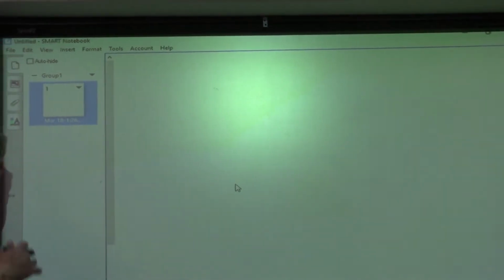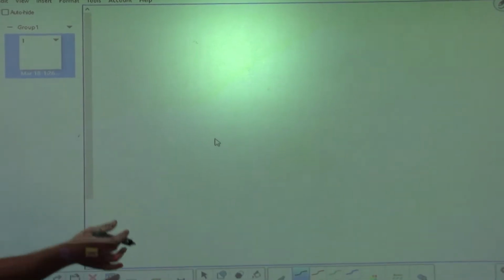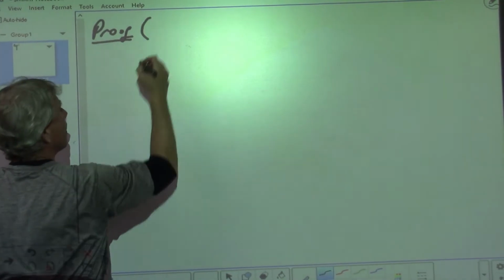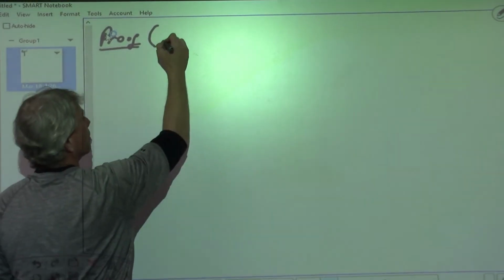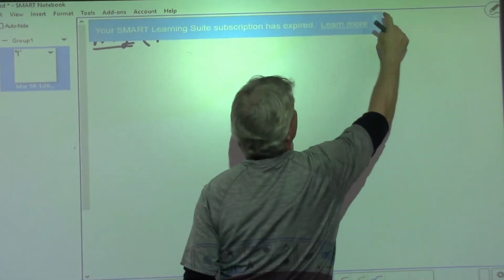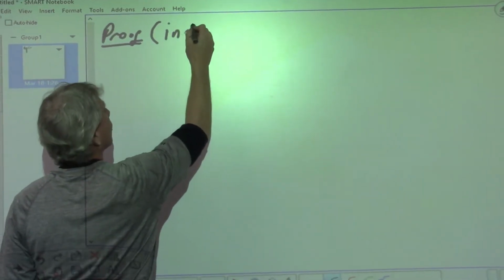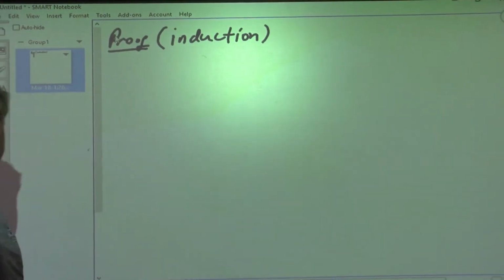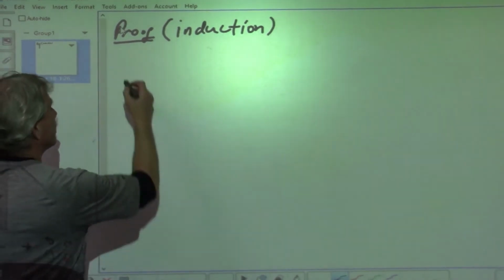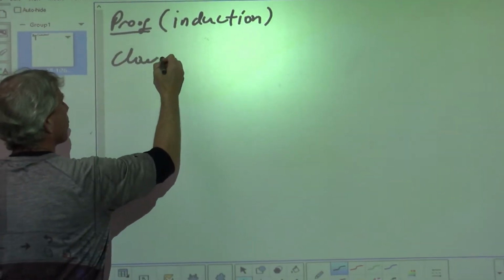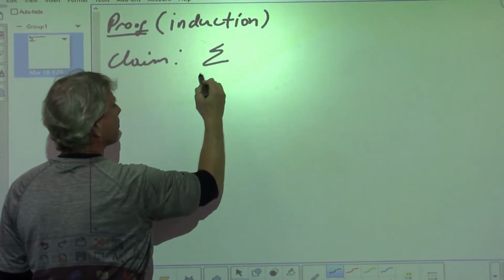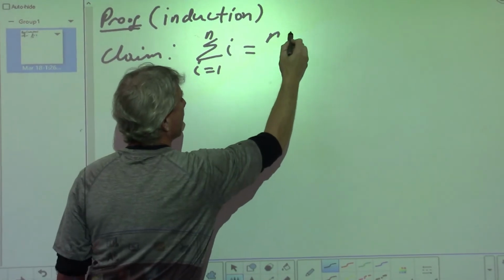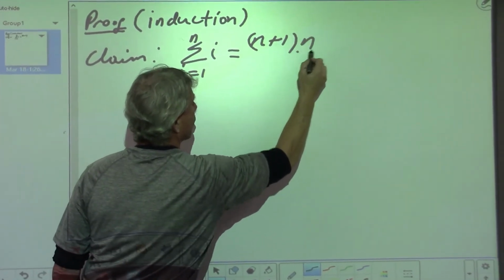All right, so now we're going to do the formal writing up of the proof by induction. So I'm going to start off by saying that I'm doing my proof, and like we did in the previous lecture, we are going to tell the reader what our proof technique is going to be. So our claim was that the sum from i equals 1 to n of i is given by n plus 1 times n over 2.